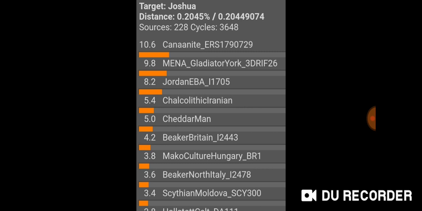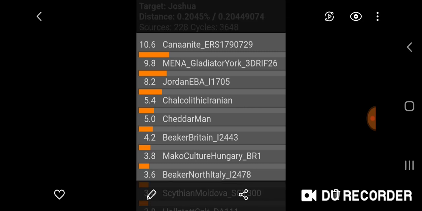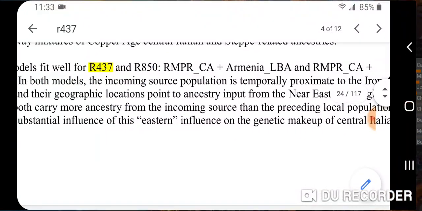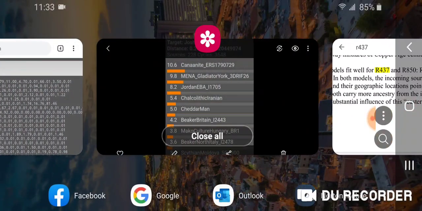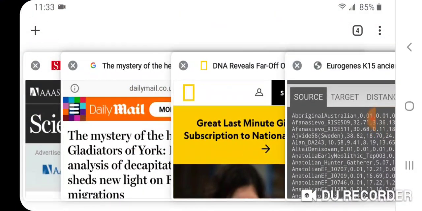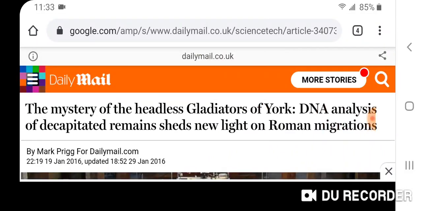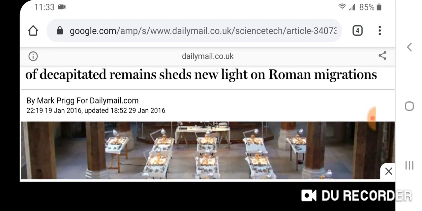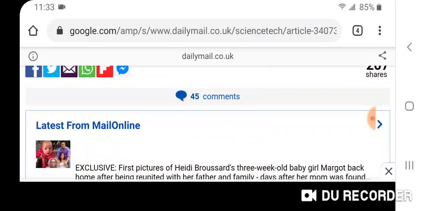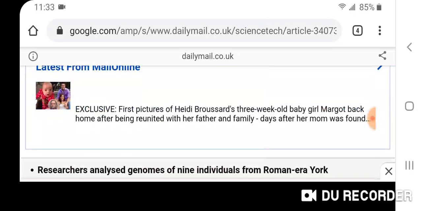3DRIF26, and that's a real interesting DNA sample right there. What that is, they found a bunch of headless Roman gladiators. Let's just find this article here. So, the mystery of the headless gladiators of York: DNA analysis of decapitated remains sheds light on Roman migrations. This is an article from the Daily Mail.